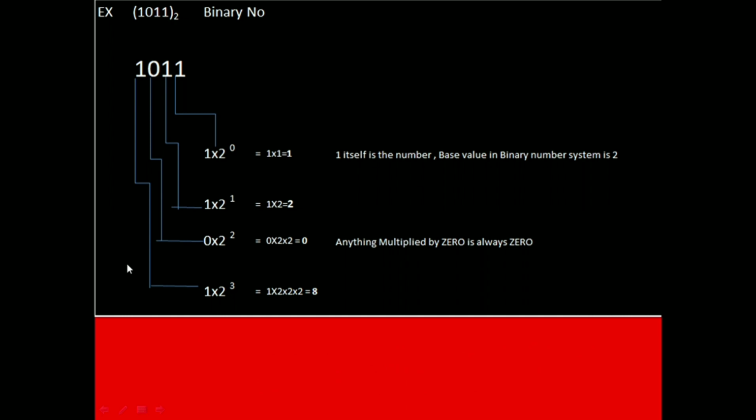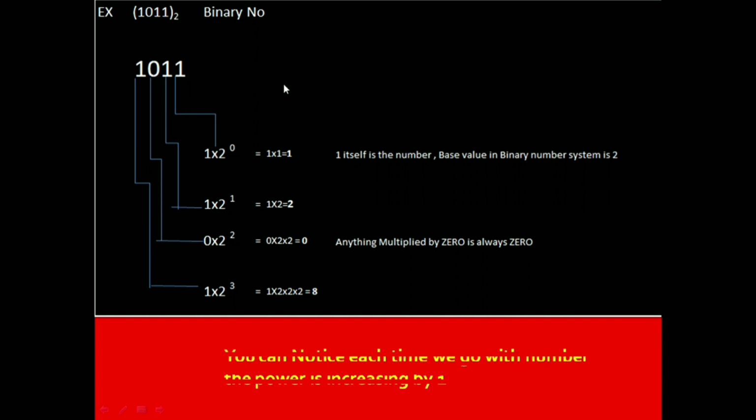Now let us take an example to do the calculation. For example, 1011 base 2 is a binary number. Here please see, students, 2 is already mentioned because it is the base value. Now whatever number we do, always remember that it will start from the unit place. So 1 is the place value of unit, and 1 is the number itself. The base value in the binary number system is 2. So 1 into 2 to the power 0 means 1.